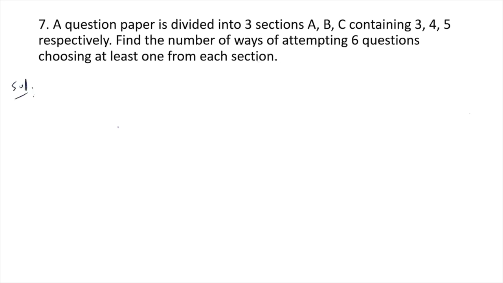So there are 3 groups in the question paper, A, B and C. A has 3 questions, B has 4 questions and C has 5 questions. On the whole, the question paper has 12 questions, 3 plus 4 plus 5. So out of these 12 questions, you have to attempt 6. And you are not supposed to answer any 6. You are supposed to answer at least one question from each section. You are supposed to answer 6 questions, and out of those 6 questions, you have to include one question from each group.